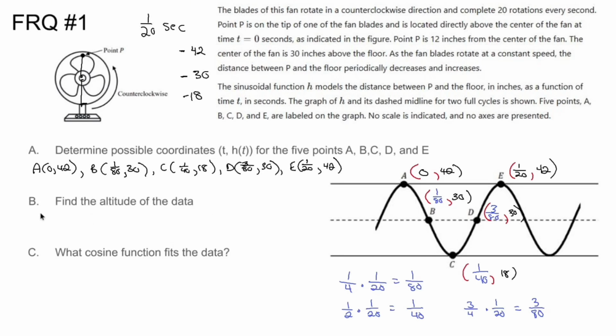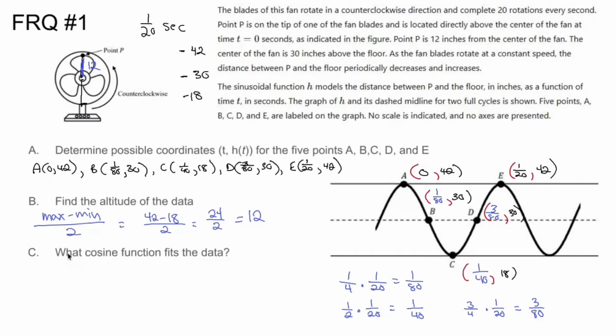This is much friendlier. The altitude is literally half the distance of the total height. And you calculate that by doing maximum minus the minimum, all divided by 2. So the maximum height was 42, minus the minimum height, which is 18, all divided by 2. 42 minus 18 is 24, and 24 over 2 is 12, which makes sense because we were told that the distance between the center and the tip of the blade is 12 inches. So it should make sense that halfway in between is 12 inches.